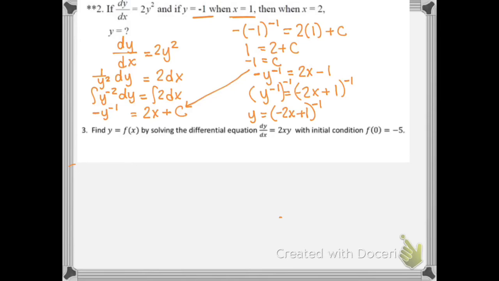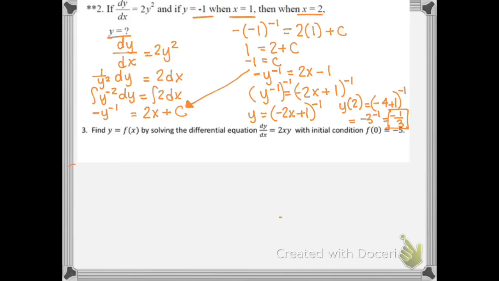Okay, so we found the solution to the differential equation, but we didn't answer the question. So the question says when x is 2, what does y equal? So we're going to find y of 2 by inputting a 2 here. So that's going to give us negative 4 plus 1 to the negative 1 power. And that's just negative 3 to the negative 1 power, which is just negative 1/3. Okay, so we answered the question completely.